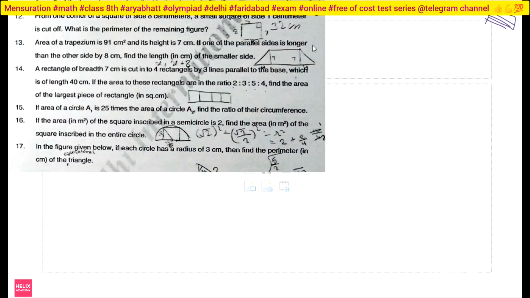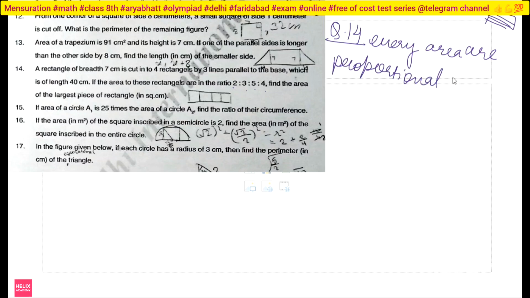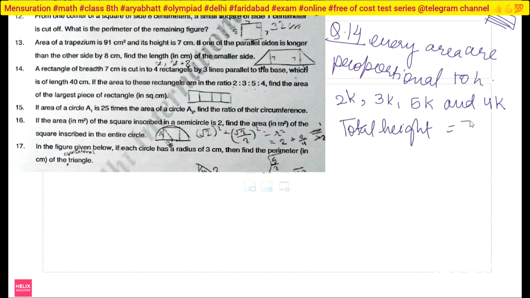So when they are cut parallel to the base and the 4 rectangles are formed, every area is proportional to height. Question number 14, every area is proportional to the height. So when this is happening, I can say the areas are like this: 2k, 3k, 5k and 4k, right? Because I told you many times earlier, whenever there is something in ratio, I multiply them by some variable. So I can say that total height is 7, right?